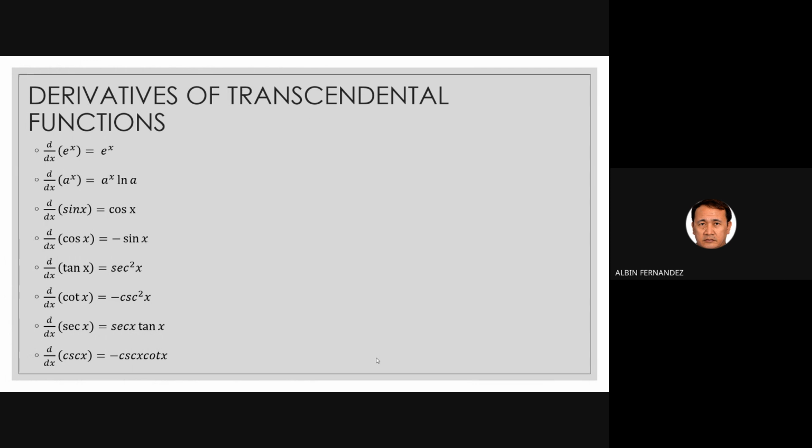And of course, the derivatives of the six trigonometric functions. Derivative of sine x is cosine x. Derivative of cosine x is negative sine x. Derivative of tangent x is secant square x. And the derivative of cotangent x is negative cosecant square x. The derivative of secant x is secant x tangent x. And the derivative of cosecant is negative cosecant x cotangent x.